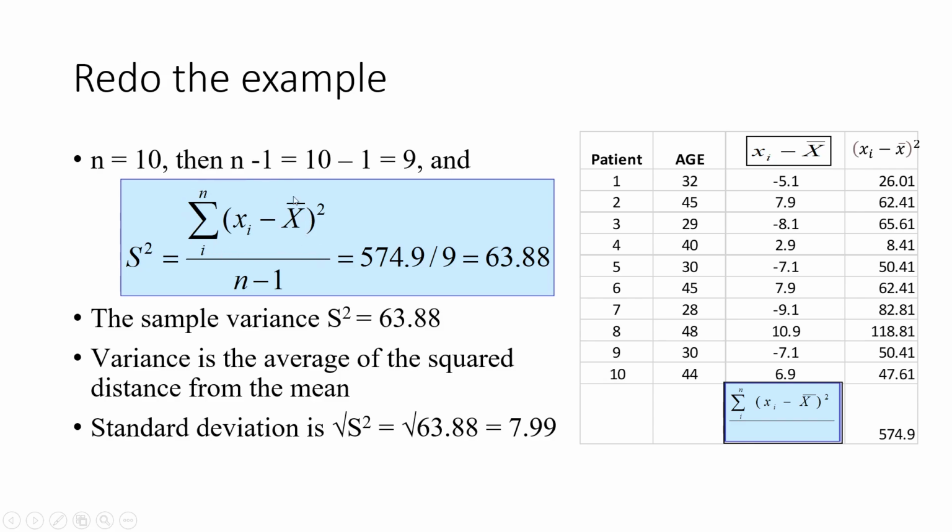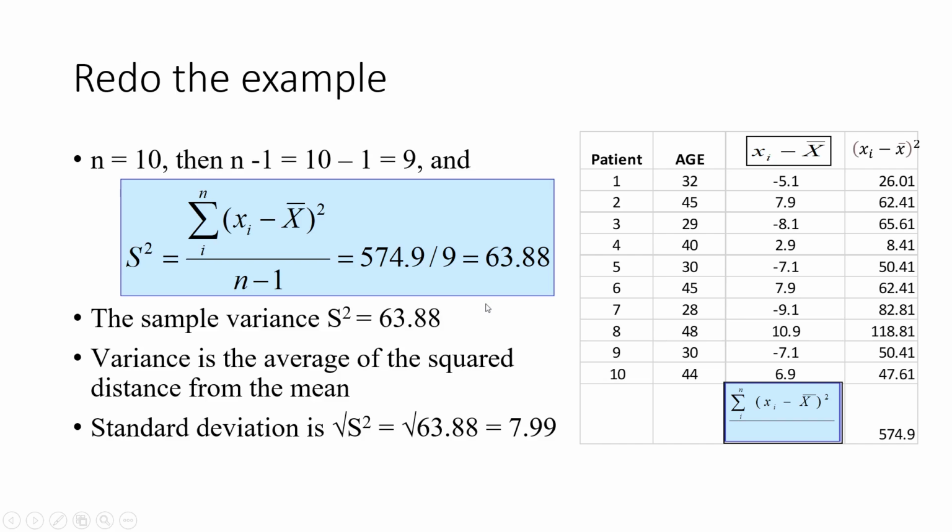And so that's this value up here. So 574.9 divided by n minus 1, which is degrees of freedom. So n, which is the number of participants, that's 10. So your degrees of freedom is 9. So 574.9 divided by 9, that's 63.88. Okay, so this is your variance, which is 63.88.